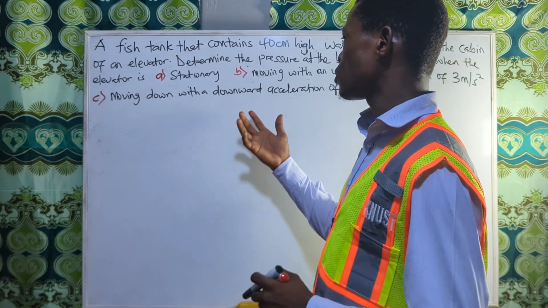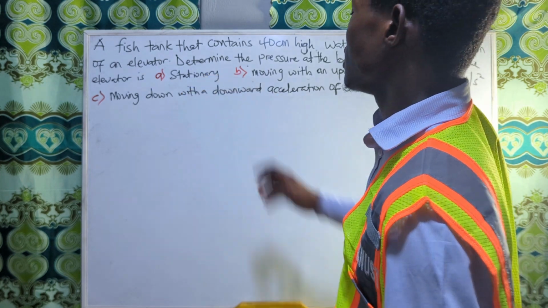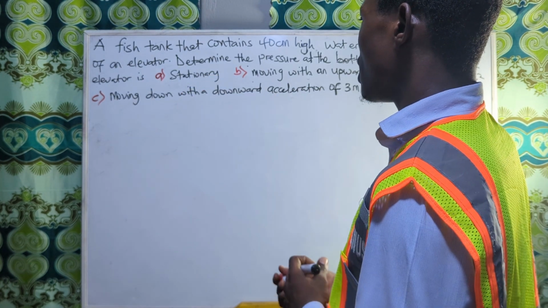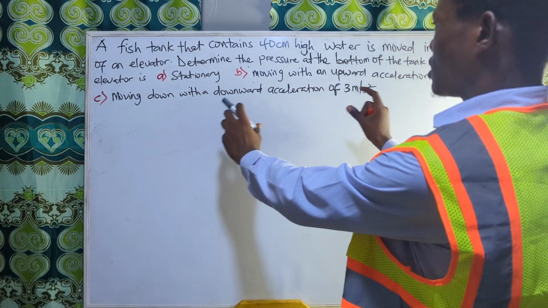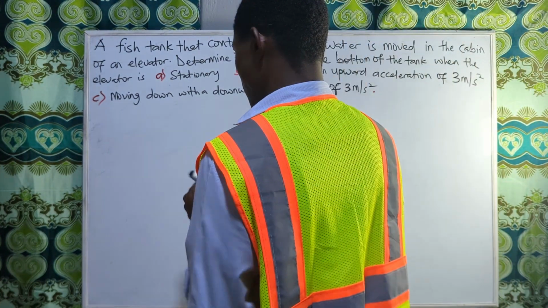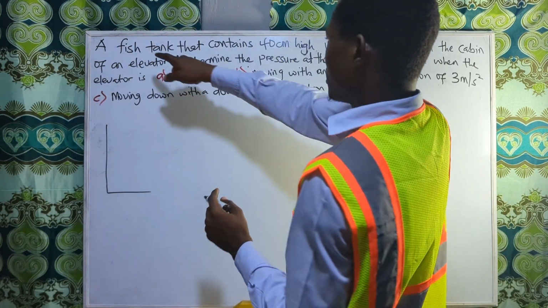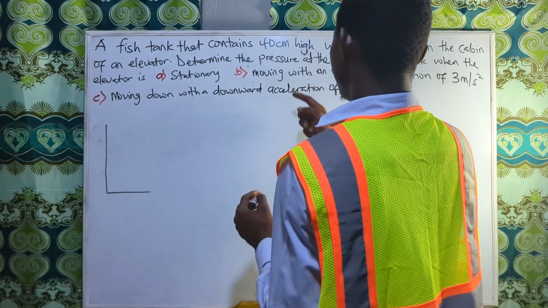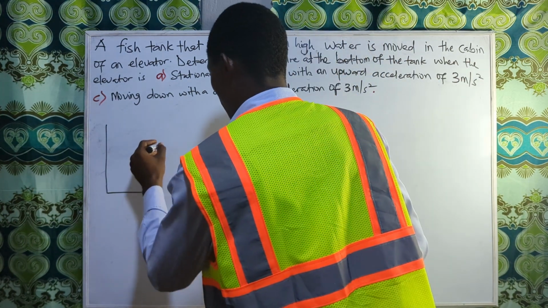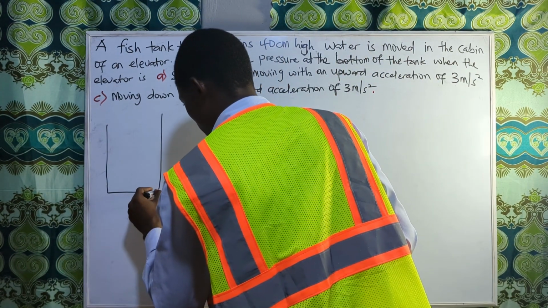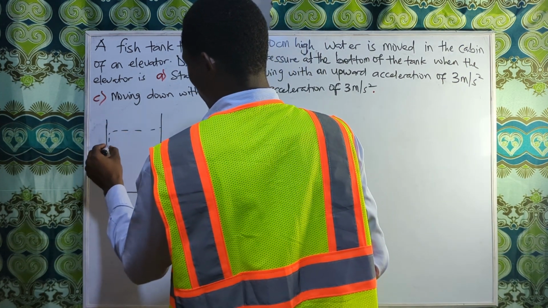So now we have to find the pressures at these given circumstances. Our first thing to do is to get the diagram of what is here, and let's see how the diagram will look like. Since they said it's a fish tank that contains 40 centimeter high of water, this is my fish tank containing water.